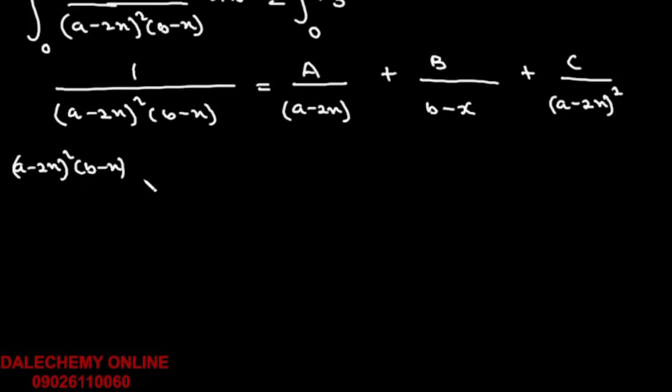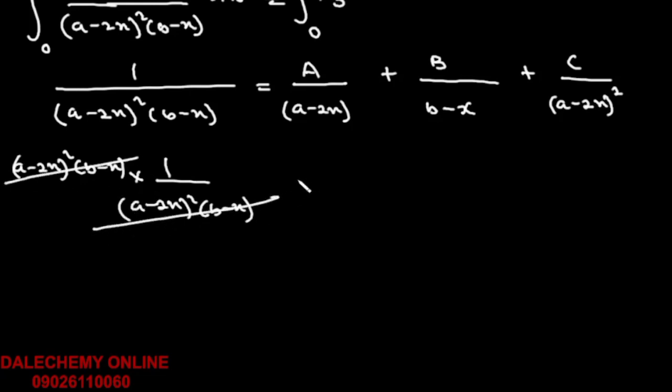I'm multiplying this by 1 over (a minus 2x) squared times (b minus x). Of course, they are going to cancel, right? Then, by the time you multiply this by that again, you will notice that only this will cancel one of this. And you have remaining, if you multiply by that, a minus 2x. Okay, let me do that separately.